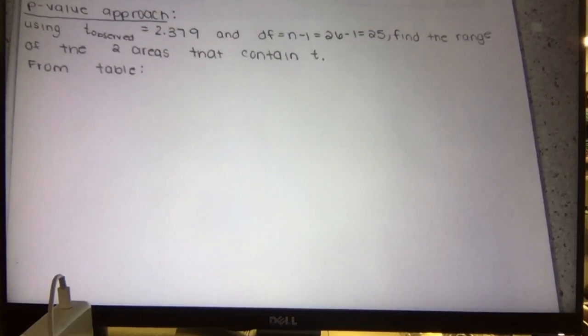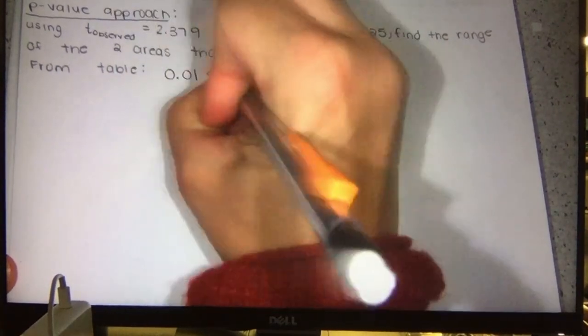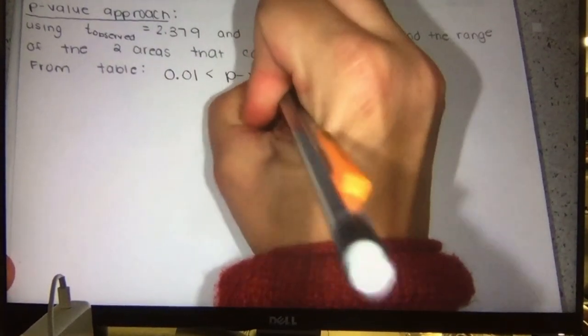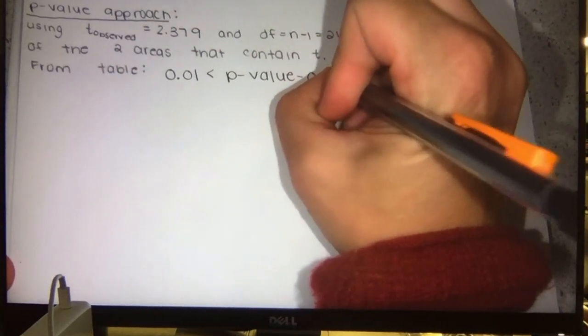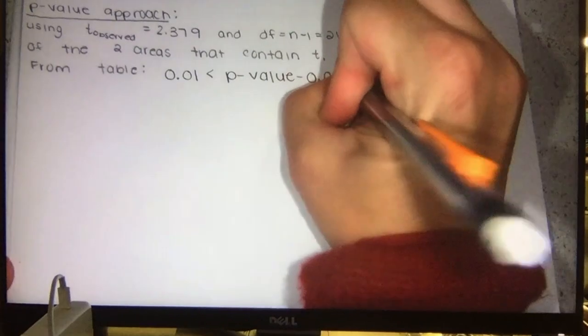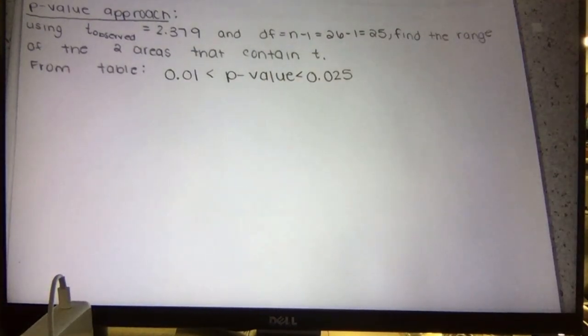All right, anyways. So we said it's between 0.01, we're going to put it in order, and 0.025. Two-tailed test, so that means we're going to have two of these areas, so that means multiply by 2.